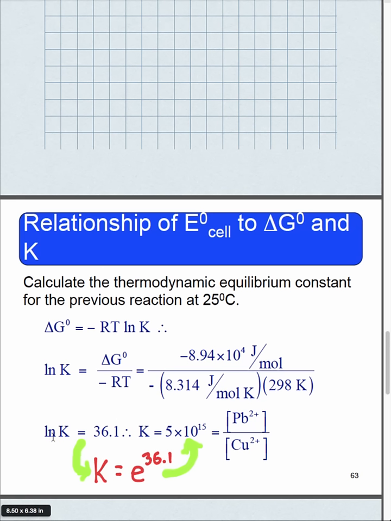to get rid of the natural logarithm, I take e to the 36.1 and e to the ln of K. The e to the ln cancels, and voila, I have a big number. Whoa, 5 times 10 to the 15th. That says it really wants to go forward.